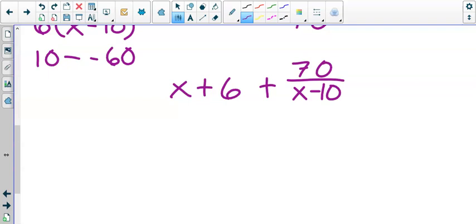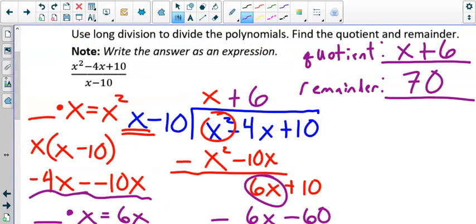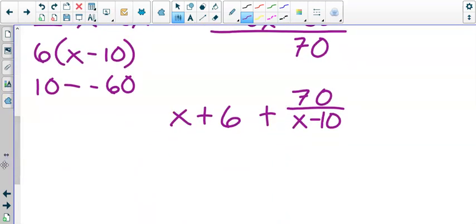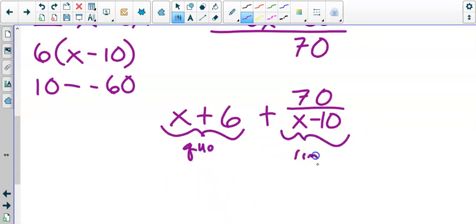Yes, if it just asks for the remainder, just put the number 70. Do not make it a fraction, it will count it wrong. Although that's really how it should be written. So technically this is the better answer than what it has you do up there. Okay? Any questions? So this piece right here was your quotient. This piece right here was the remainder. All right.